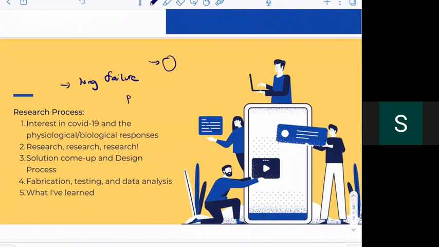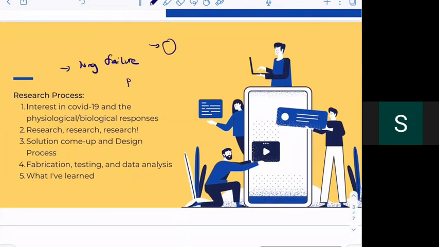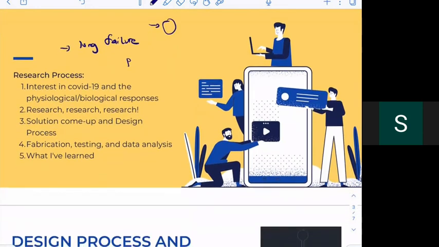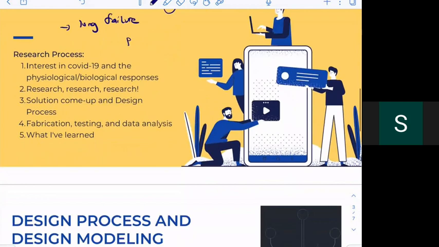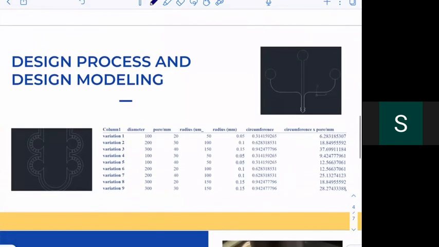First, I started by doing a lot of research, and then I came up with solutions and a design process, and then fabrication, testing, and data analysis. I end this presentation with what I've learned. For the design process and design modeling, I had 9 different variations.